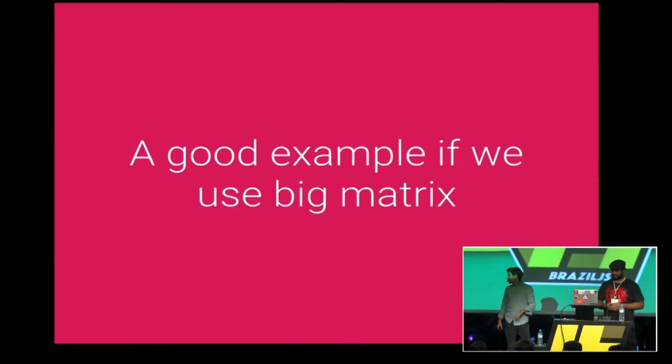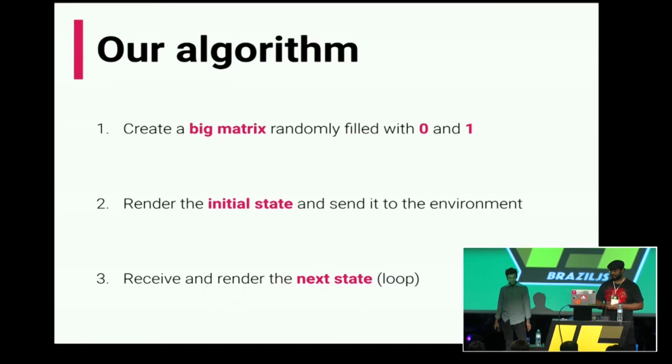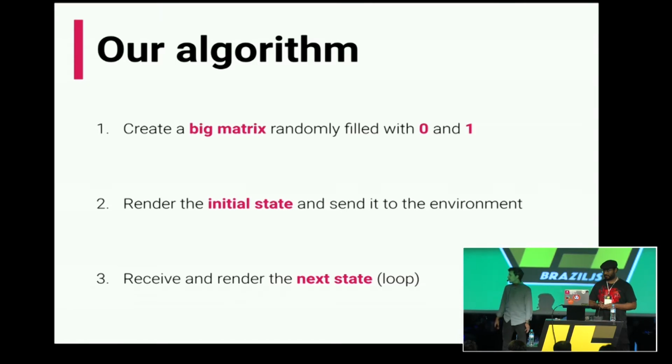It looked like a good example for our test, especially if we want to use a big matrix. So the plan was therefore the following: creating a big matrix and randomly filling it with 0 and 1 values, then passing this initial state to the renderer, rendering the state, and then asking for the next state from the environment. Repeating this last iteration in a loop.